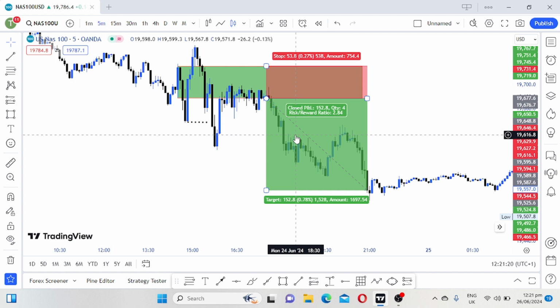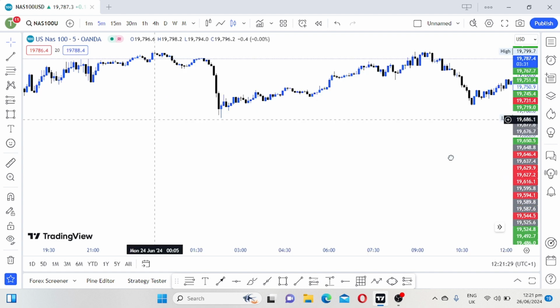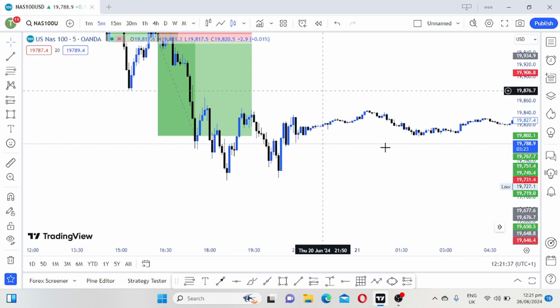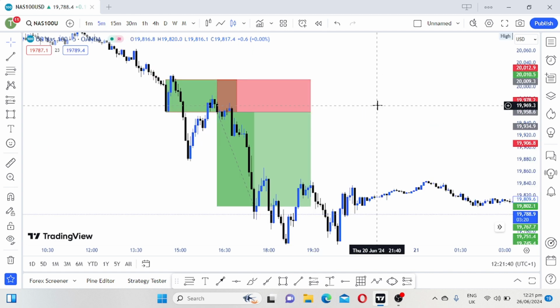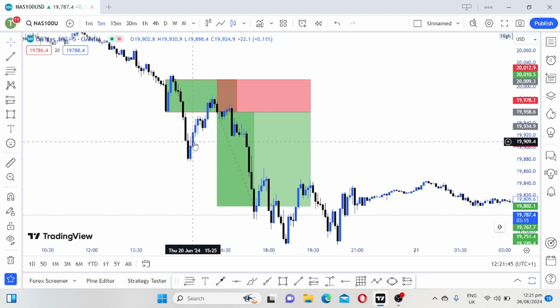Now let's look at the third example. This is not a coincidence, guys. It is something that happens most of the time on the charts. If you just quickly go back, take your time and backtest this strategy, you will find out that whatever I'm doing here is what actually happens on NASDAQ at 1430 and 1530 during the New York session.